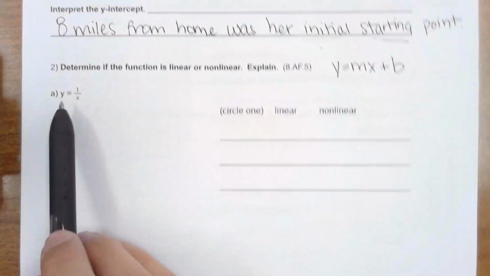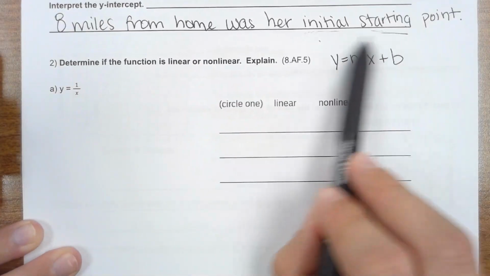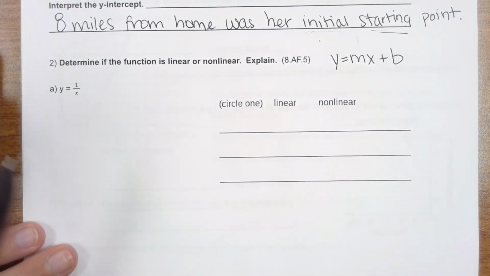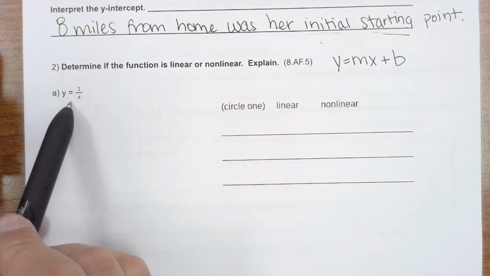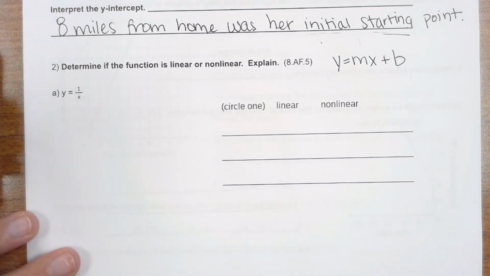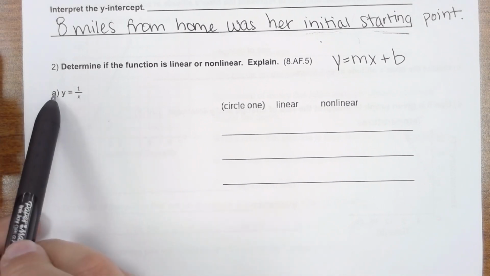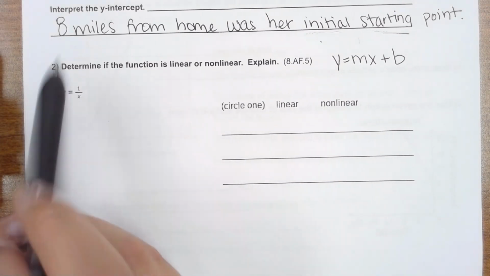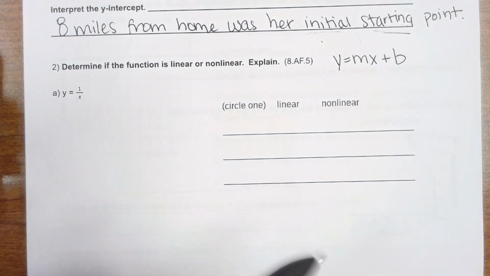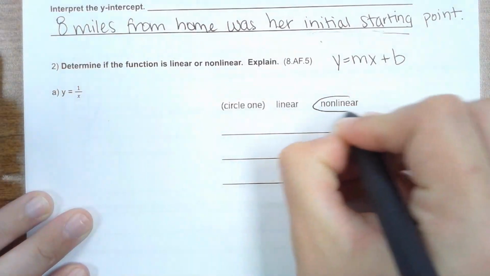So looking at this first equation, can we get this equation in this format of y equals mx plus b? If you think about it, we could move this x so it's not in the denominator by multiplying by x on both sides, but then you would just have xy equals 1, and you can't do anything else with that. So this equation would not be able to be in slope-intercept form. So this would be nonlinear.